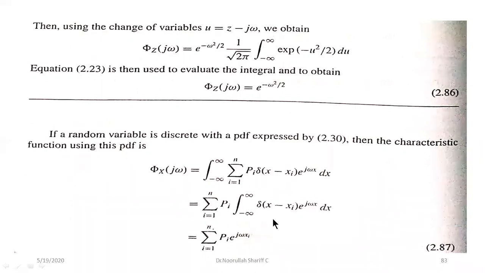So if you evaluate this integral, you just need to substitute x equal to xi, because we have delta of x minus xi. So we should write x minus xi equal to 0. That will make x equal to xi, and you should substitute only within this, and this is equal to 1 at the time when x is equal to xi. So we'll get the expression for the characteristic function as that.